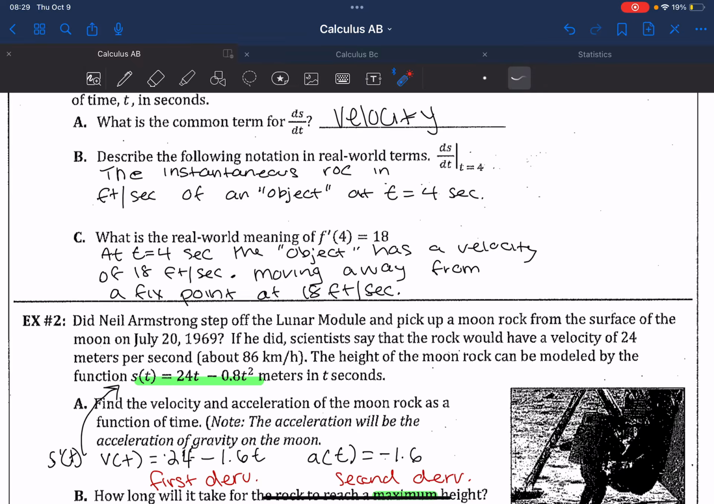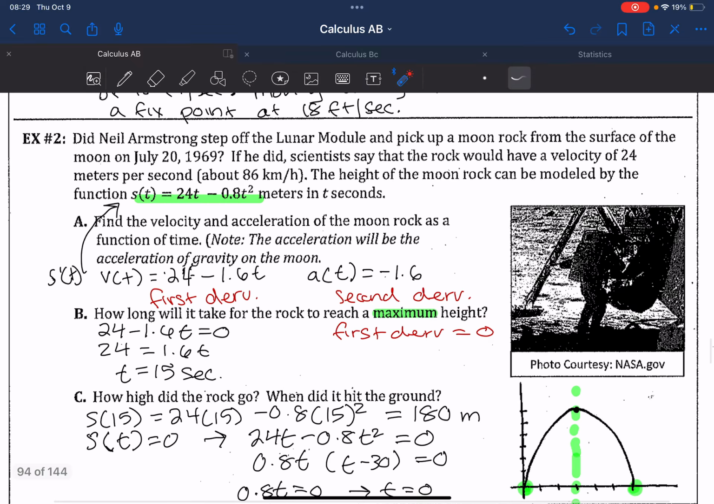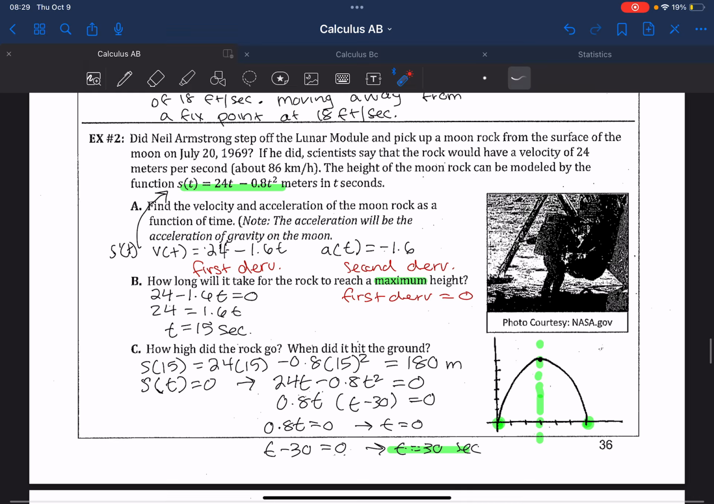Okay. So in this example here, we're learning about the connection between the position function, velocity, and acceleration. So when we're given a position function, in order to find velocity, we take the derivative of that. So that's how I found this v of t function. And then from v of t, I can find acceleration, which is just the derivative of velocity. And that's how I got this.